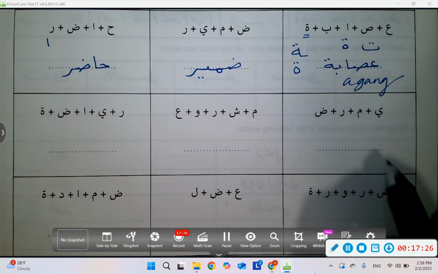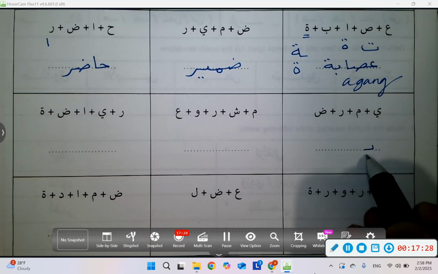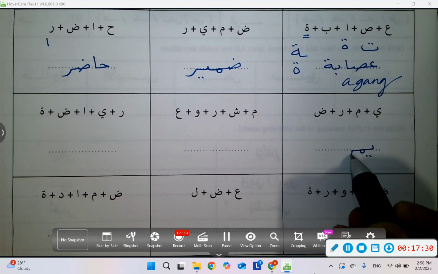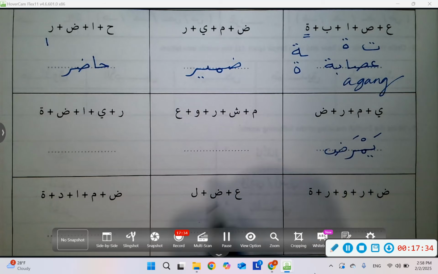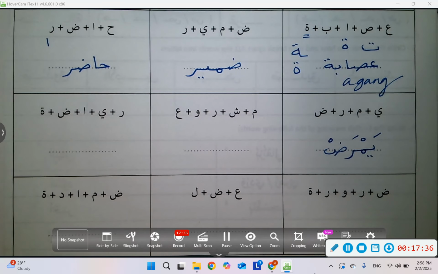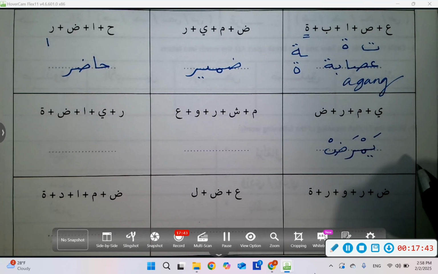يمرض. يا, ميم, راء, ضاد. يمرض. يمرض يعني he gets sick.